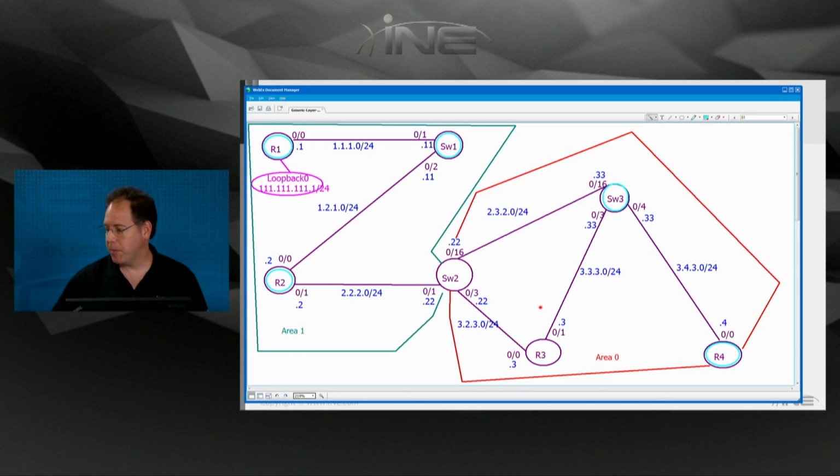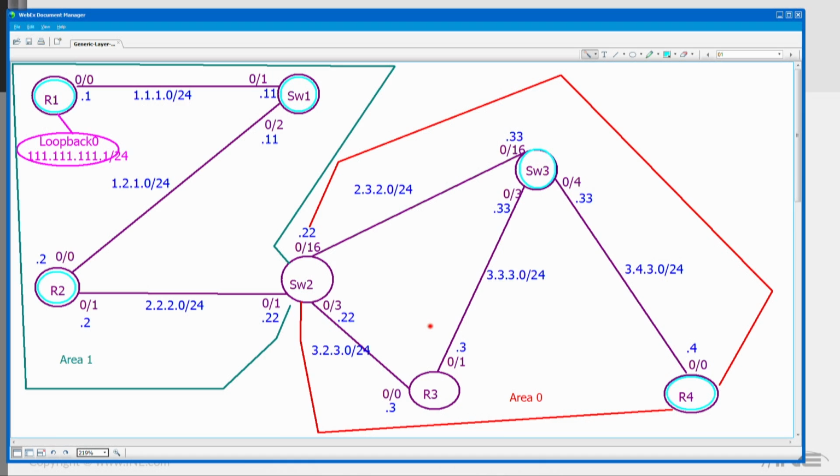So I'm going to be using this topology right here. And the routers that you see with the light blue circles, router 1, switch 1, router 2, switch 3, and router 4, they have already been pre-configured for OSPF. So they are already up and running. And I'm just going to configure OSPF from scratch on switch 2 and router 3.